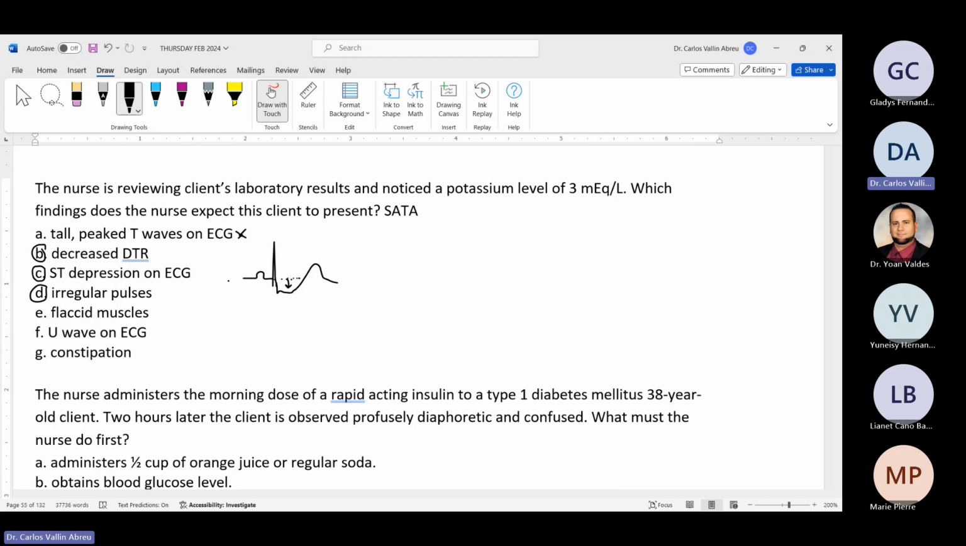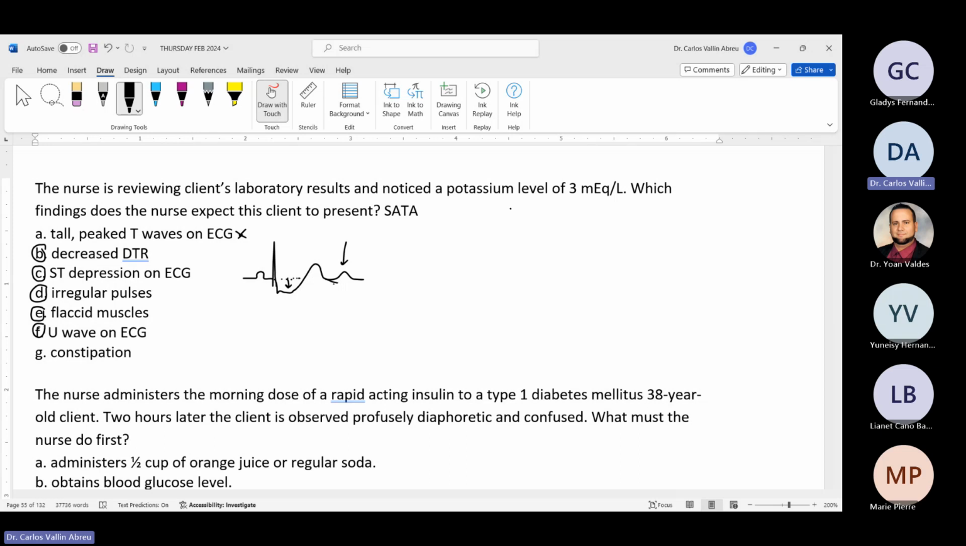Remember that those are questions that don't have an answer key. It's like if we were in the actual English. Flaccid muscle. Flaccidity is the same as weakness. It is when the muscle cannot contract and the muscle tone is decreased. So yes. The same as U wave on the electrocardiogram. You know that after this depression can appear an abnormal extra wave, which is the U wave. And so yes. And constipation.